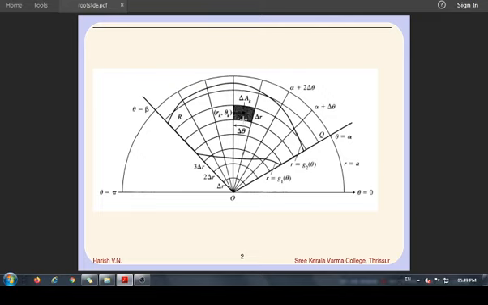Now what is the area of the smaller sector? What is the radius of the smaller sector? It is rk minus delta r divided by 2. So the area of the smaller sector is half into the radius square, (rk minus delta r divided by 2) whole square, into the angle subtended, delta theta. Hope you understood.